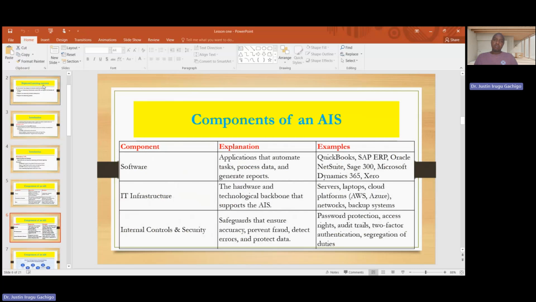Then we have internal control and security. These are safeguards that ensure accuracy, prevent fraud, detect errors, and protect the data. This includes password protection, access rights, audit trail, two-factor authentication, and segregation of duty.